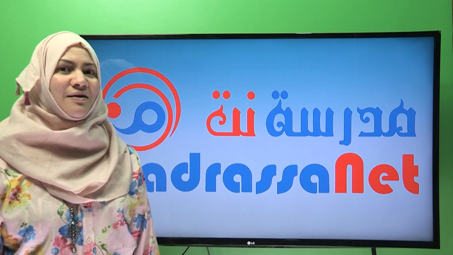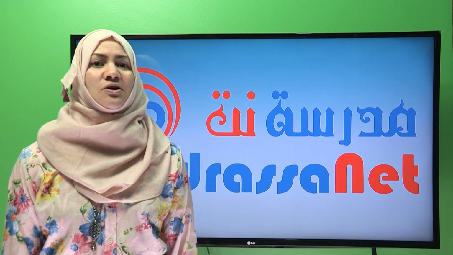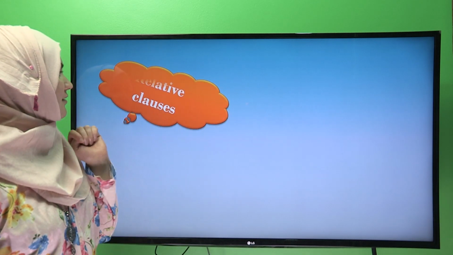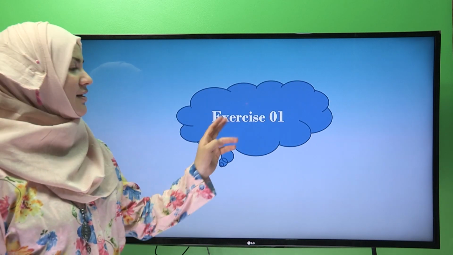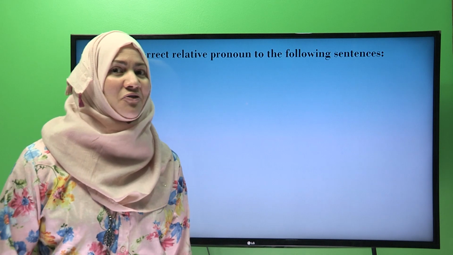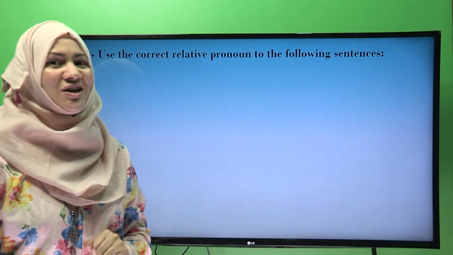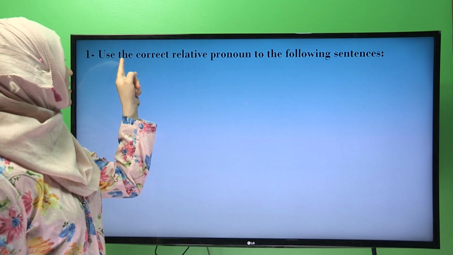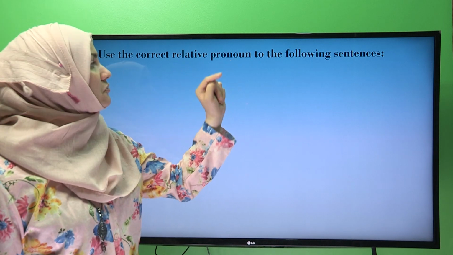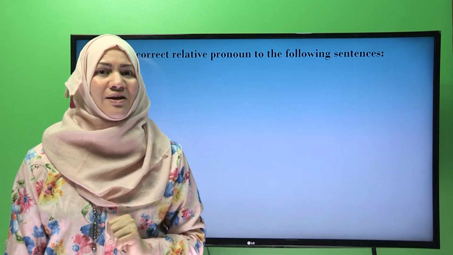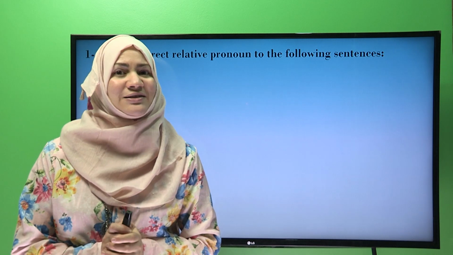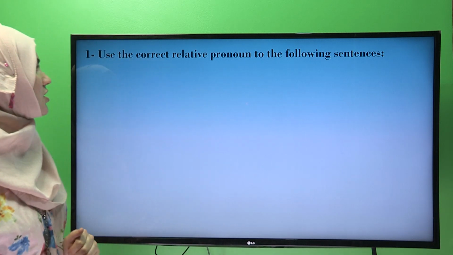Today, we will practice together and do some exercise on our previous lesson, which was about relative clauses. So let's see together relative clauses exercise. We have exercise number one. We read the question. So follow me, my students. The question is, use the correct relative pronoun to the following sentences. Here we have to follow our form, our rule that we have explained before about relative clauses. The first sentence, we read it together.